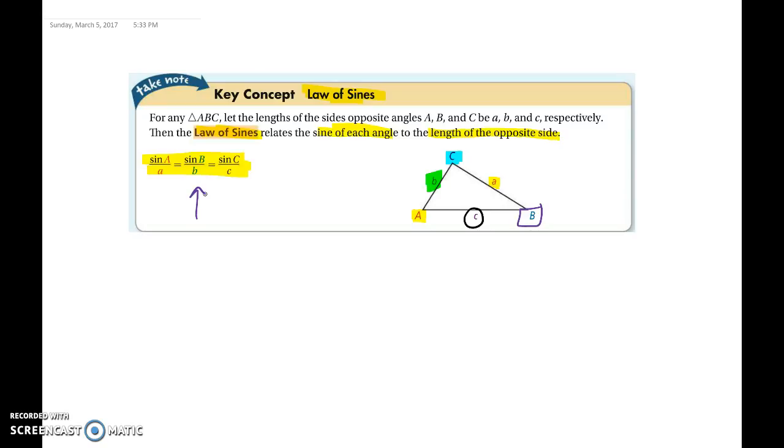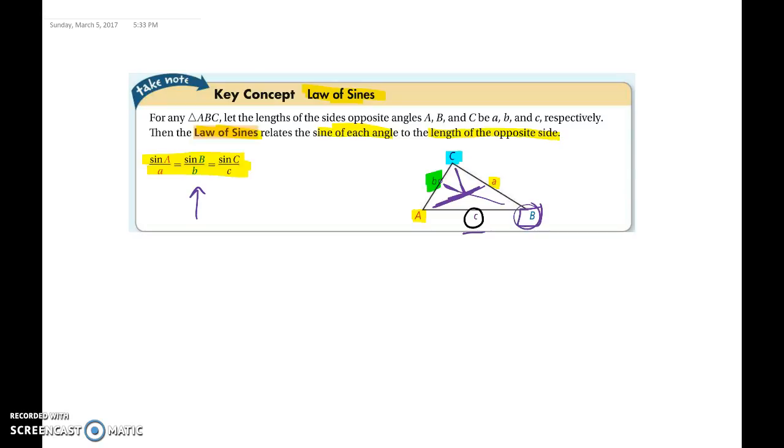So you must be given an angle and the opposite side, and then whatever it is that you want to solve for, whether it's side C, then you must be given the angle C. And if you want to solve for angle B, then you must be given side B. All right, so you must be given an angle and the opposite side, and then you must be given at least one other thing to solve for whatever you want.